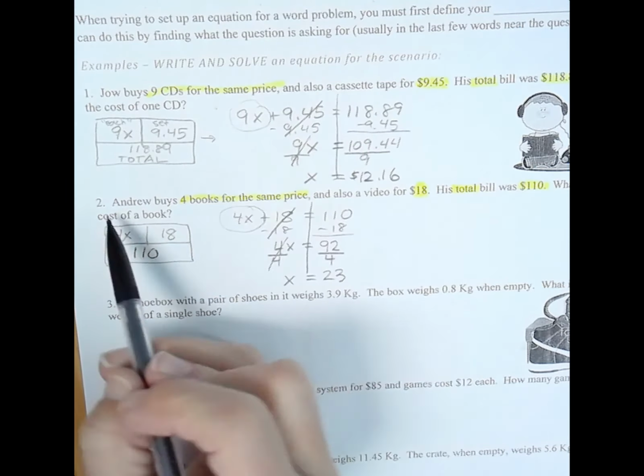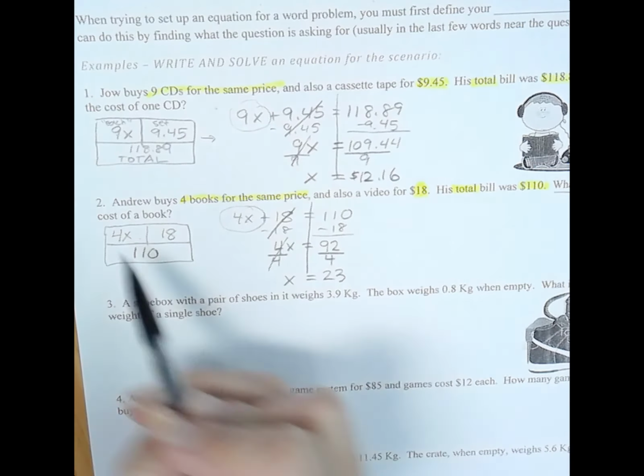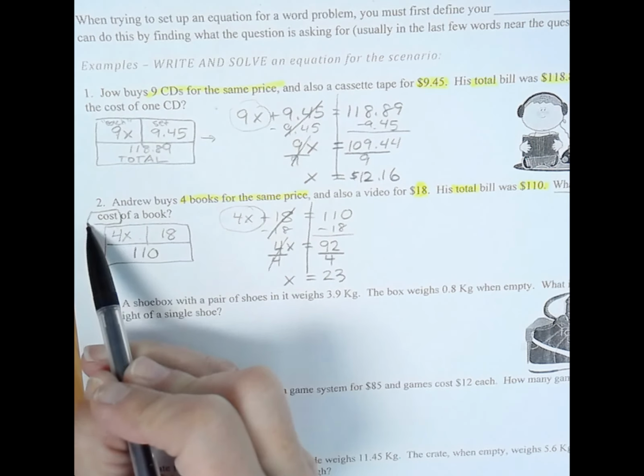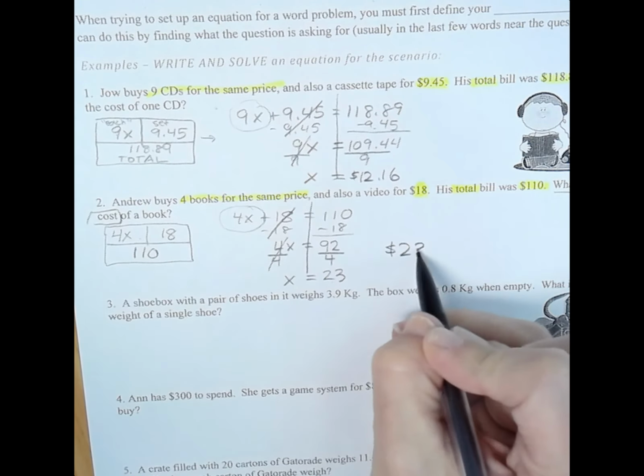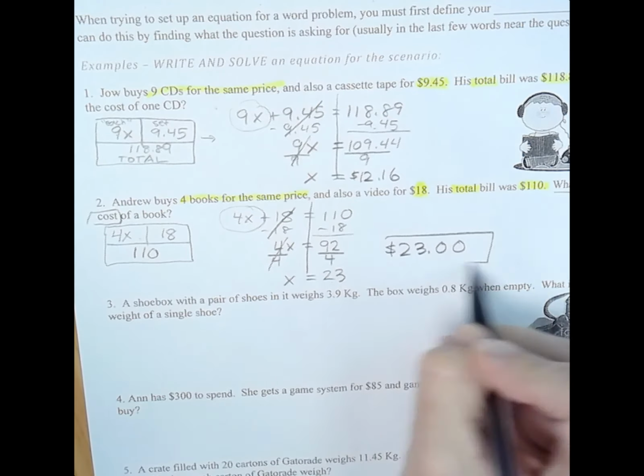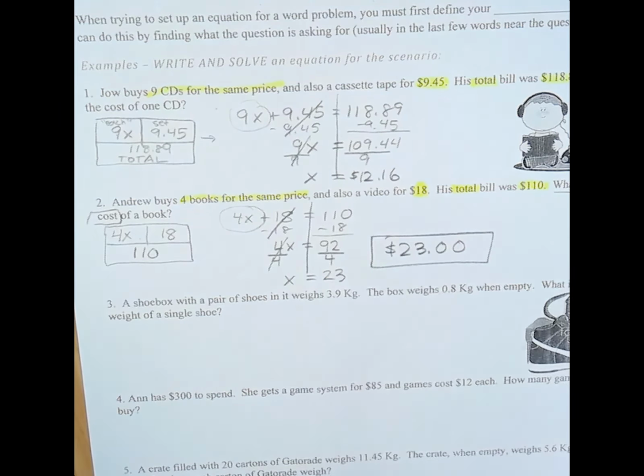All right, let's not forget our label. It says, what was the cost of a book? If you look at the question. So once we solve it, this is a cost. So we want to put a dollar sign with that, and $23 per book.